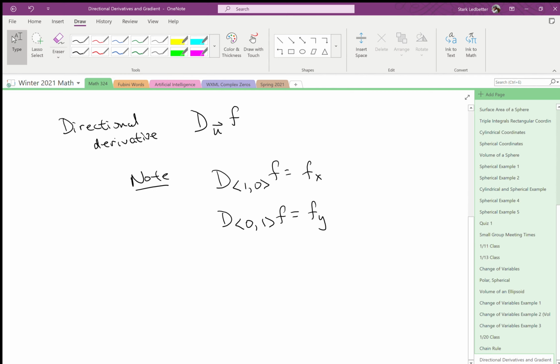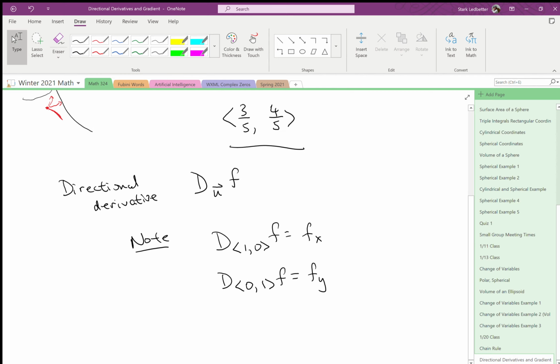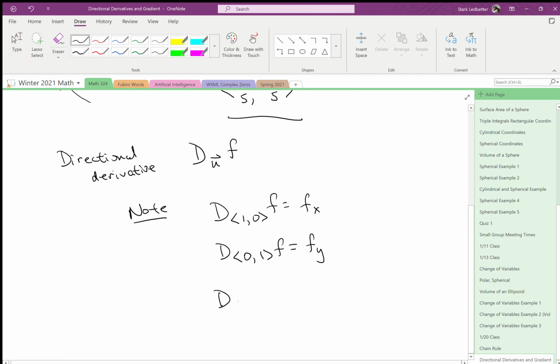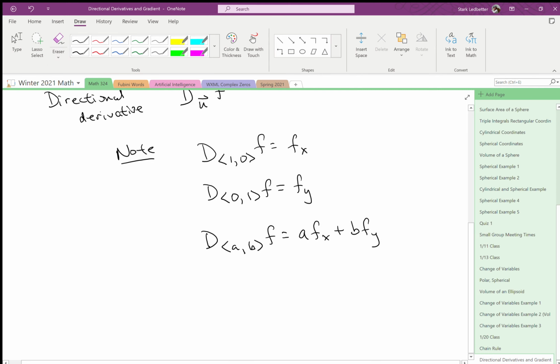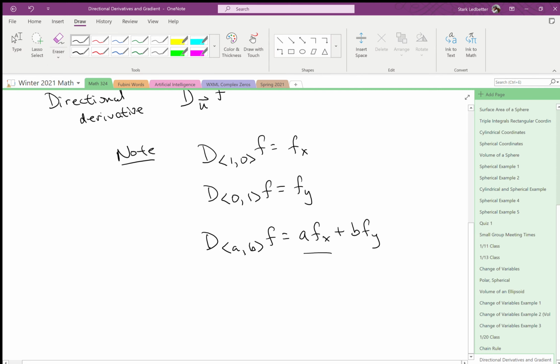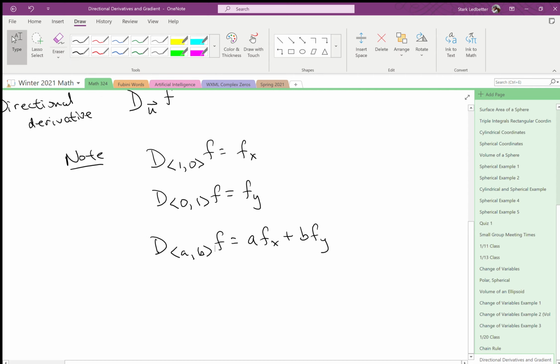Now how do we calculate these? Well, it's actually easy. The directional derivative in the direction a, b of f is exactly what you would expect. It's a times f_x plus b times f_y. So that makes these formulas make sense. You can check those out, and you're just going some fraction in the x direction and some other fraction in the y direction, and it's a unit vector, so we have a squared plus b squared has to be 1.